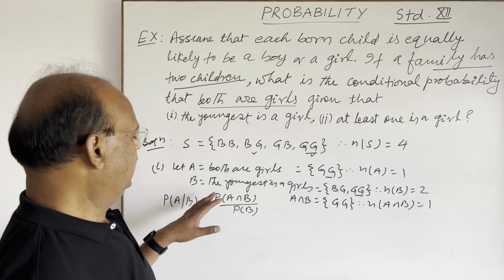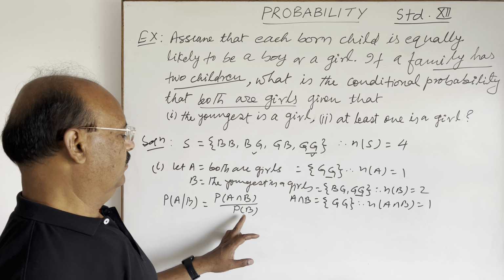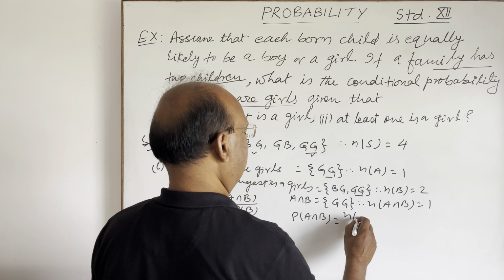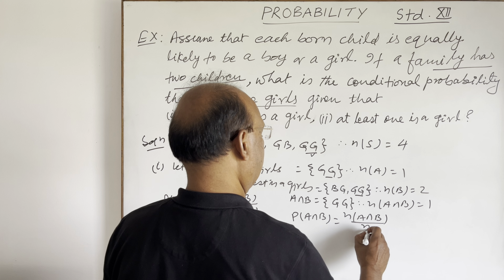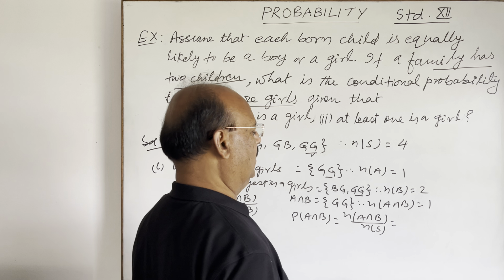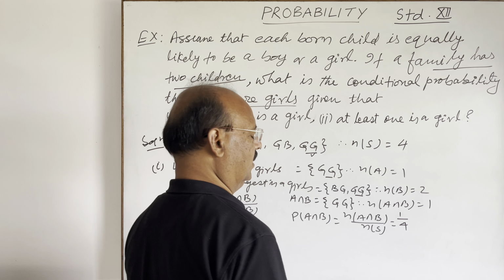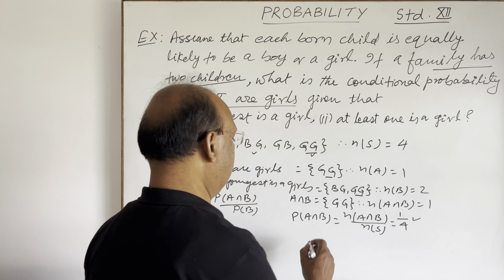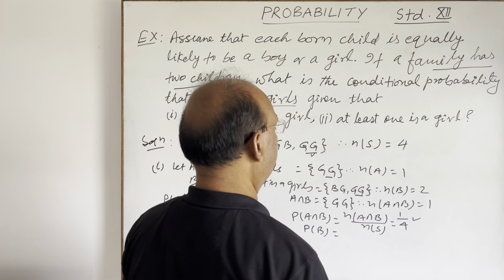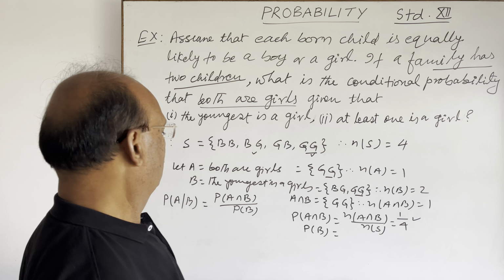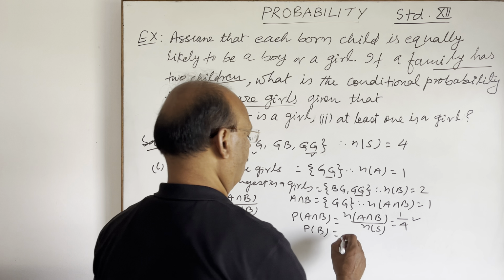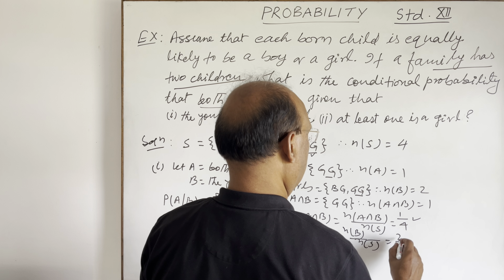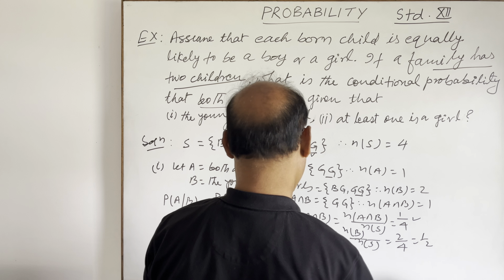So now we need to find out probability of A intersection B and probability of B. We know probability of A intersection B will be n(A intersection B) divided by n(S). n(A intersection B) is equal to 1 and n(S) is 4, so this is the value of probability of A intersection B. And probability of B will be n(B) by n(S). So n(B) is equal to 2, n(S) is 4, so this is equal to 1 by 2.